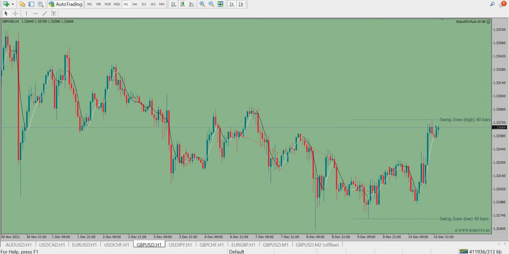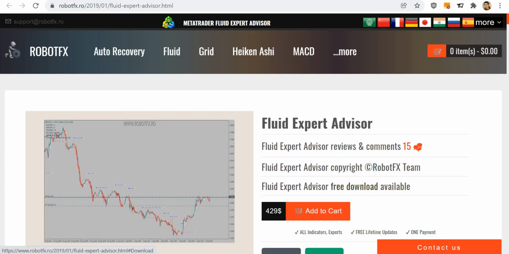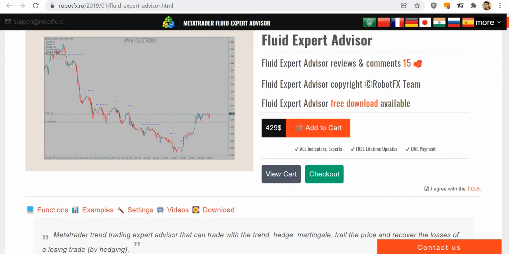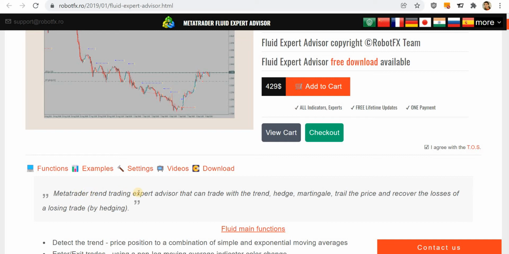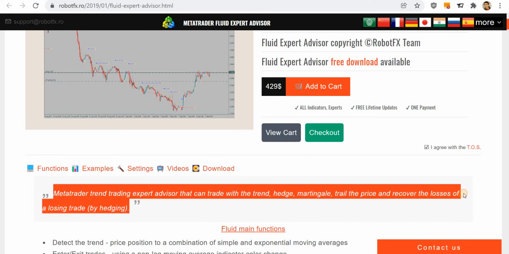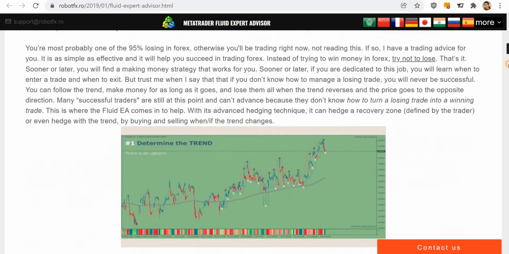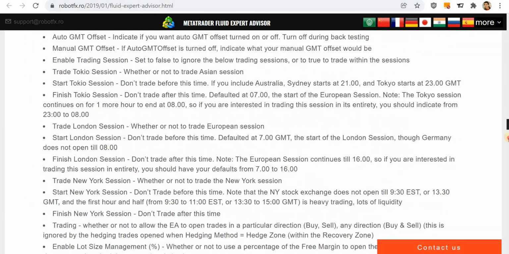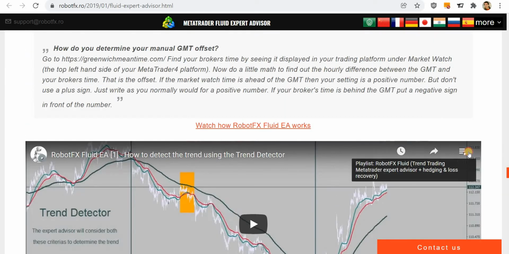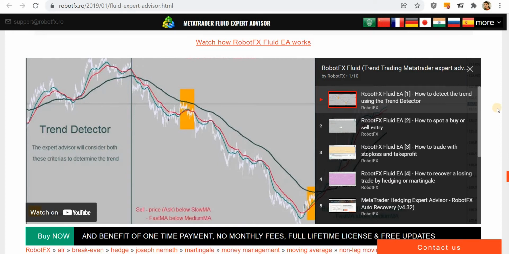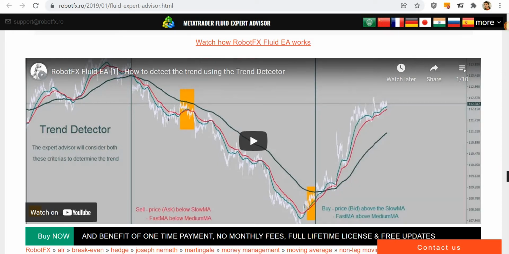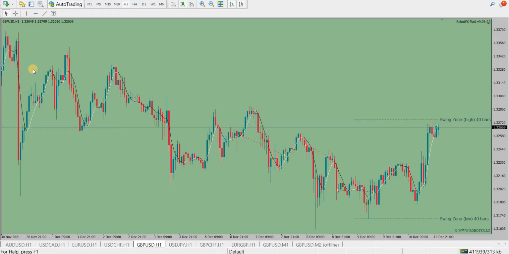But this week an interesting trade or more happened on the British pound US dollar chart. And I've been trading using the Fluid Expert Advisor that, by the way, can be downloaded for free from our RobotFX.ro website. It is a trend trading expert advisor that can trade with the trend, hedge, martingale, and so on. And again, we will find all the settings explained here and the combinations between them. And there are also video tutorials on how to find the settings and that explain how the expert advisor works. Now, in this video, I'm just showing you trading examples, and this week that happened on the GBP USD chart.